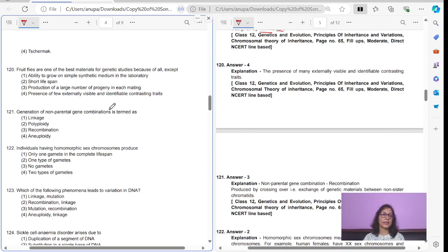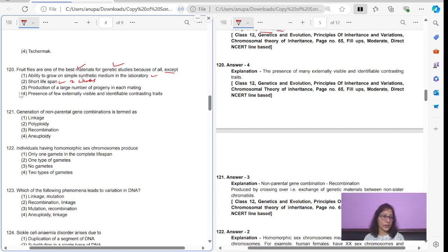Question number 120 states that fruit flies are one of the best materials for genetic studies because all except. Means we have to find out the one option which is not a reason for being the best material for genetic studies. So we know that fruit flies, as we have also explained in the other question, have the ability to grow on a simple synthetic medium in the laboratory. Fruit flies can easily be grown in a simple synthetic medium. The second option is short lifespan. This is also correct because they have a lifespan of 2 weeks.